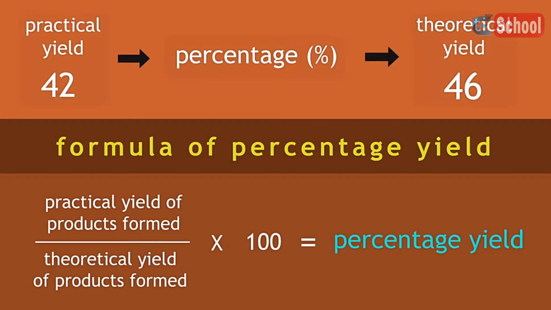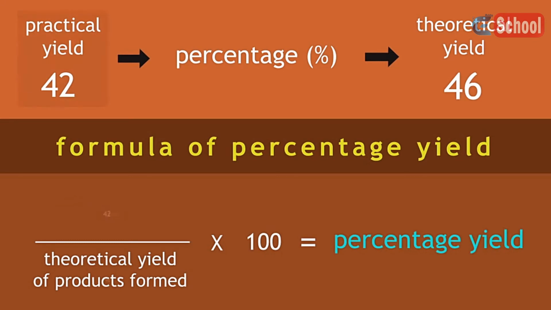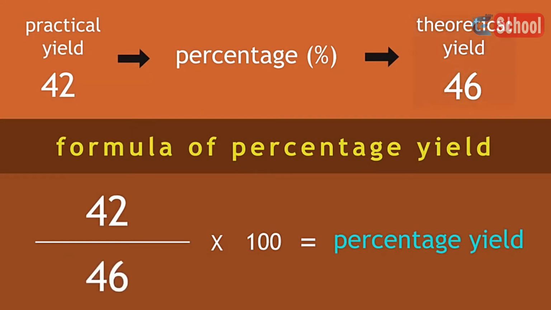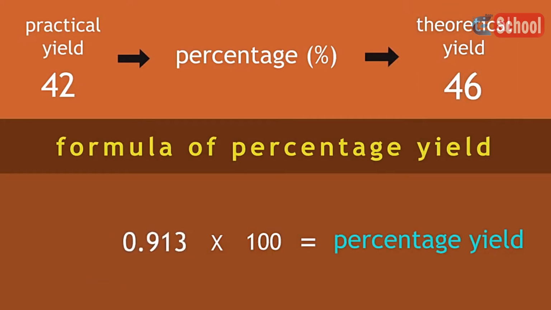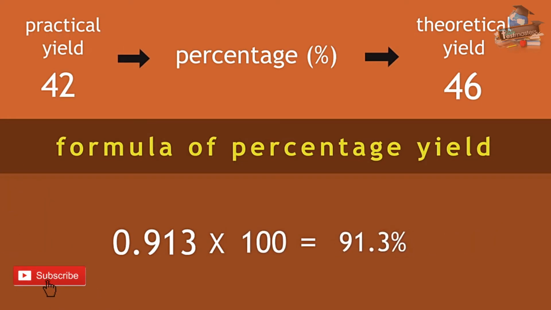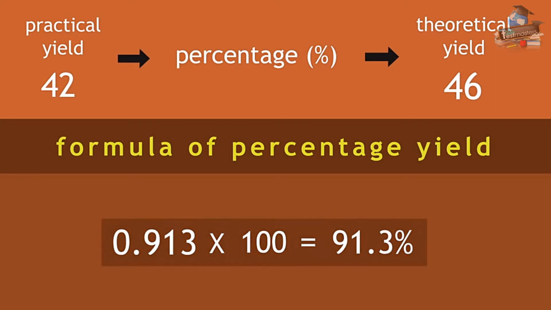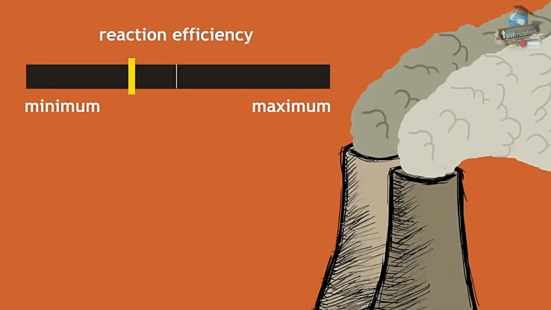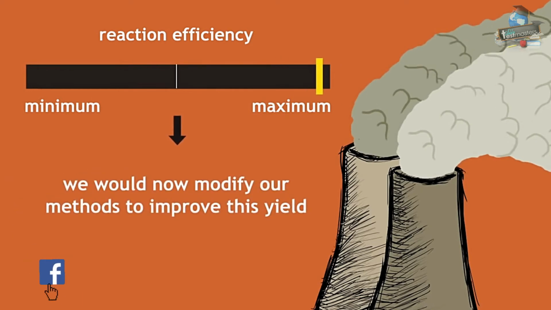Using the calculation, we do practical yield, 42, divided by theoretical yield, 46, which equals 0.913, multiplied by 100, 91.3%. It can now be clearly seen that in this reaction we only produce 91.3% of what was expected. In industry, to ensure we have maximum reaction efficiency, we would now modify our methods to improve this yield.